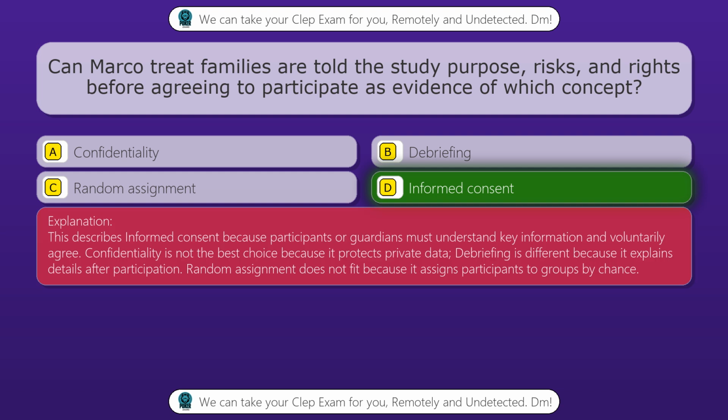This describes informed consent because participants or guardians must understand key information and voluntarily agree. Confidentiality is not the best choice because it protects private data. Debriefing is different because it explains details after participation. Random assignment does not fit because it assigns participants to groups by chance.